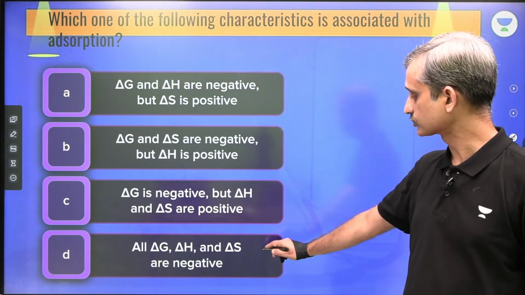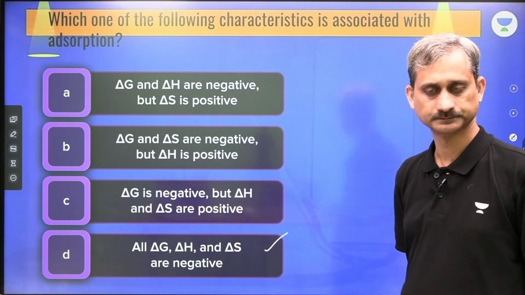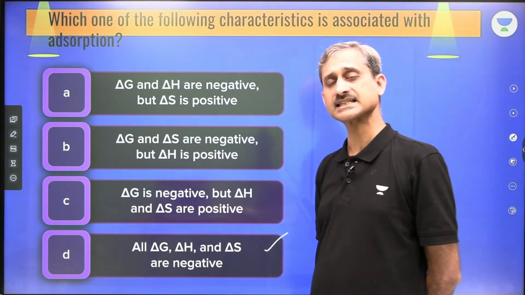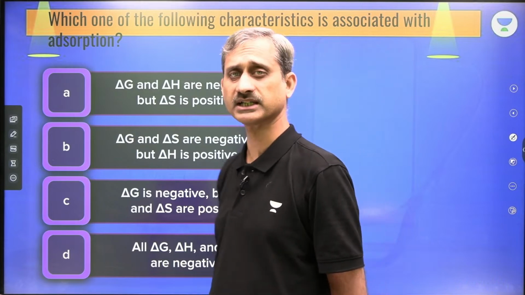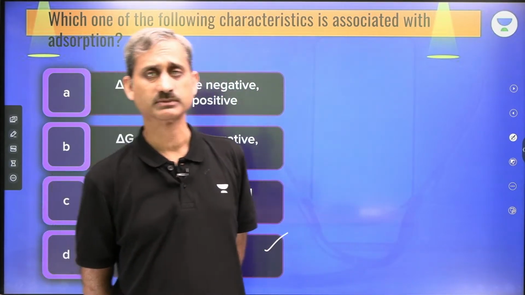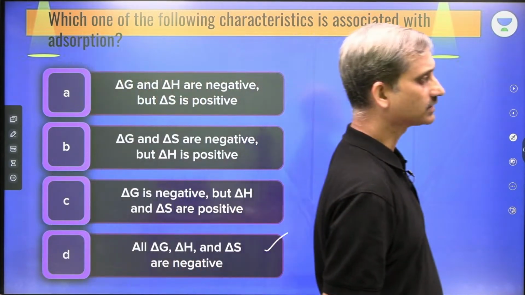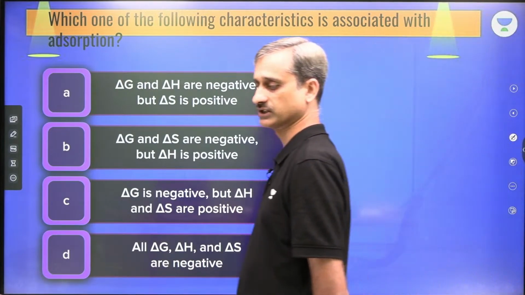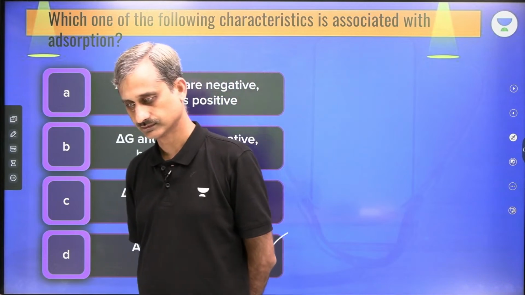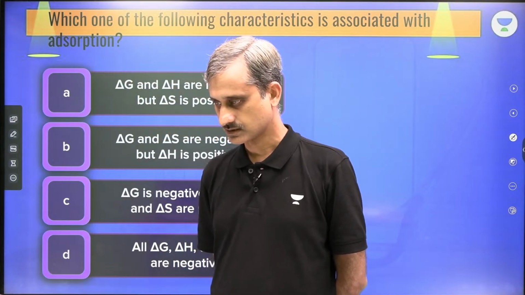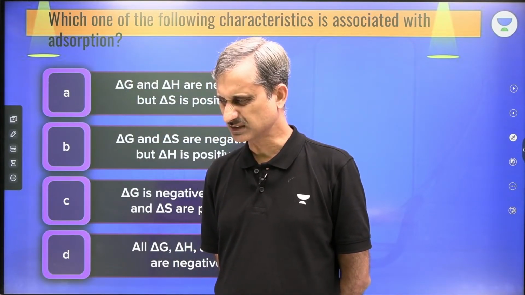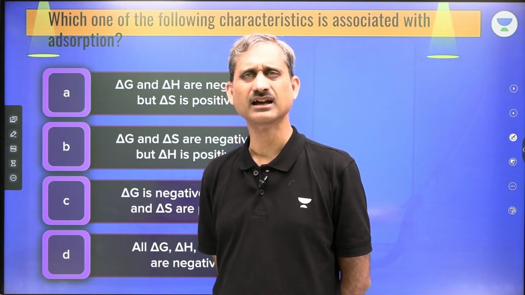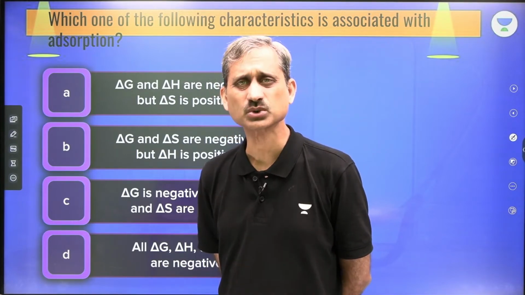The answer is actually D. Delta S is negative because entropy decreases. Delta H has to be negative, it has to be an exothermic reaction, and because of the delta H being negative, the delta G becomes negative, and that is how it becomes a spontaneous reaction under the given conditions. Adsorption is exothermic.